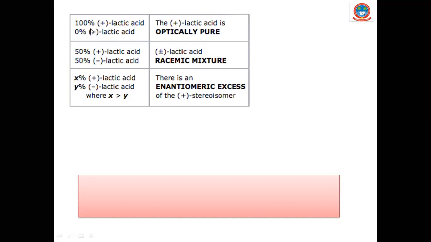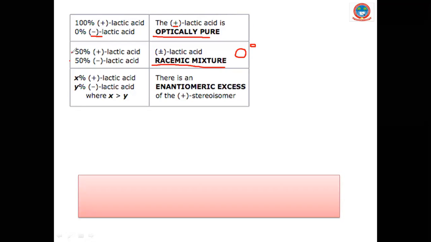It will be pure, but here there will be a minus sign, right? But in this case, to understand the idea of enantiomeric excess, we have taken 100% plus lactic acid and 0% minus lactic acid. So it is optically pure. Why? Because it has only plus lactic acid. When you have 50-50%, definitely they will cancel each other's rotation of the plane polarized light, and you will get a racemic mixture, which gives 0 degree rotation, right? Zero degree rotation.